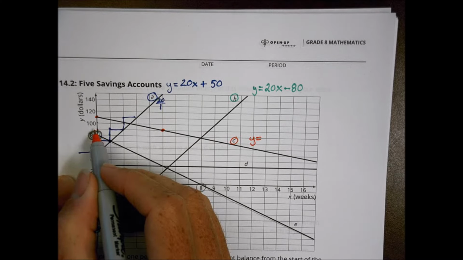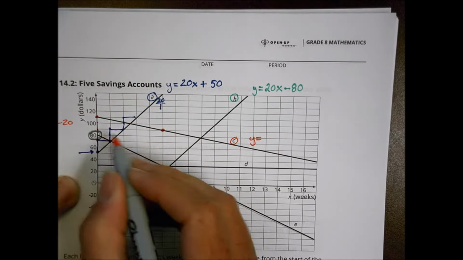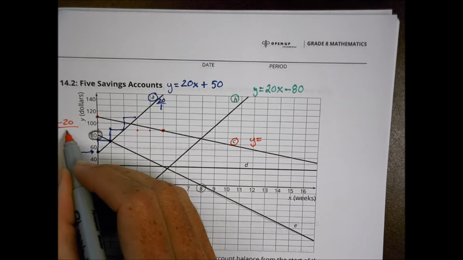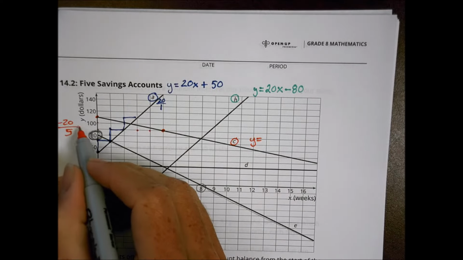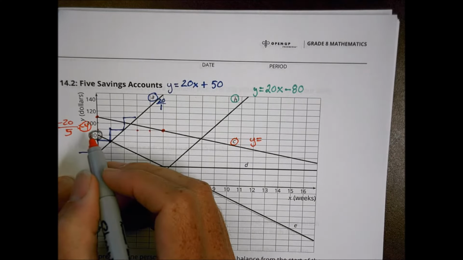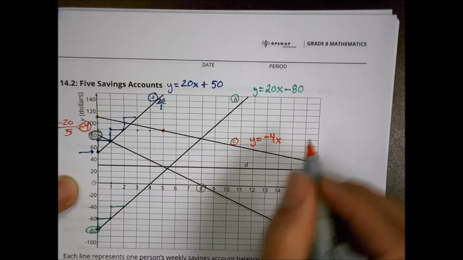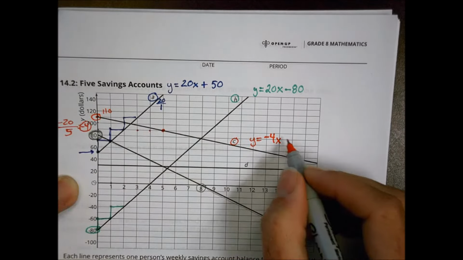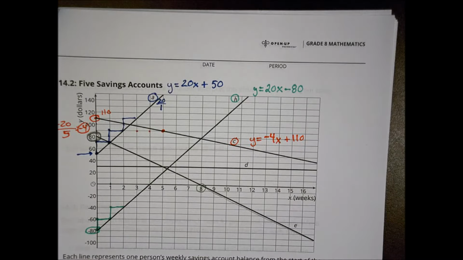So we would say it's minus 20 so far, but notice that we're going down 20, but over 1, 2, 3, 4, 5. Negative 20 over 5. Can I rewrite negative 20 over 5? Sure I can. That can reduce to negative 4. So the slope for this one would actually be negative 4x. And we take a look at where we started. We started at 110. And so we would say plus 110 for C.